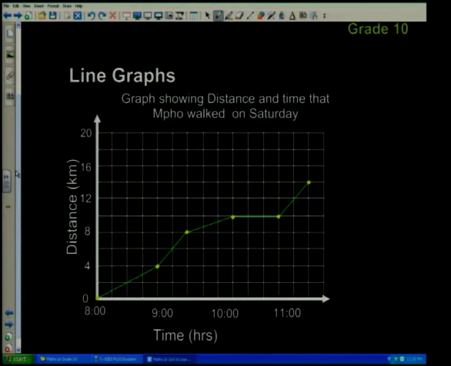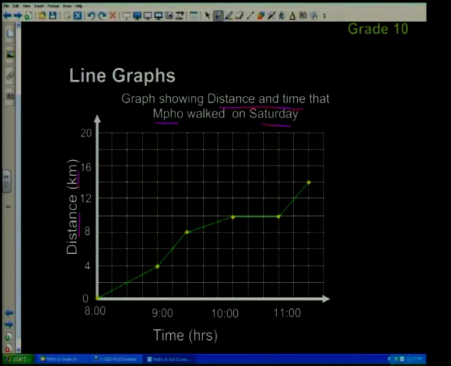So just from looking at this graph, there were a lot of things that we could interpret. But I tell you what, this was an easy one because this was a straight line. Let's go and see what the next one is. The next one, we've got a graph showing the distance and time. Same thing, distance and time. But now we've got Mpho, and she also walked on a Saturday. Okay, so again, my title tells me a lot of information. My axes, I'm going to guess, are probably the same.